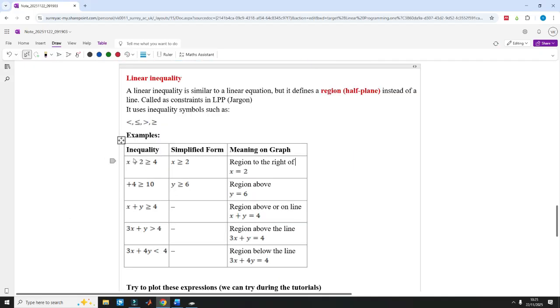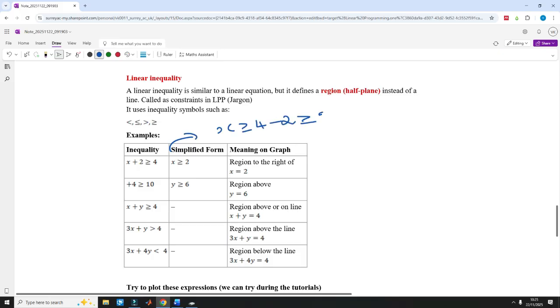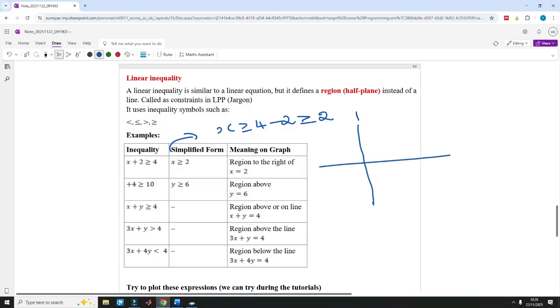These are some equations that you have. These are linear inequalities. So x plus 2 greater than or equal to 4. This we can write as x greater than or equal to 4 minus 2, or greater than or equal to 2. So in an xy graph, how will this particular linear inequality look like? What it says is x greater than or equal to 2.